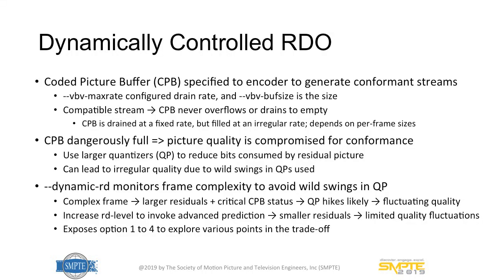There is a concept of HRD in AVC and HEVC, same as VBV in MPEG-2. You have a hypothetical decoder that works on a buffer, a CPB, coded picture buffer. If you look at this buffer from the encoder side, once you are done encoding a picture, you put the bits into it, and you drain this buffer at a constant rate. Both can be specified through the command line or inferred from the profile and level.